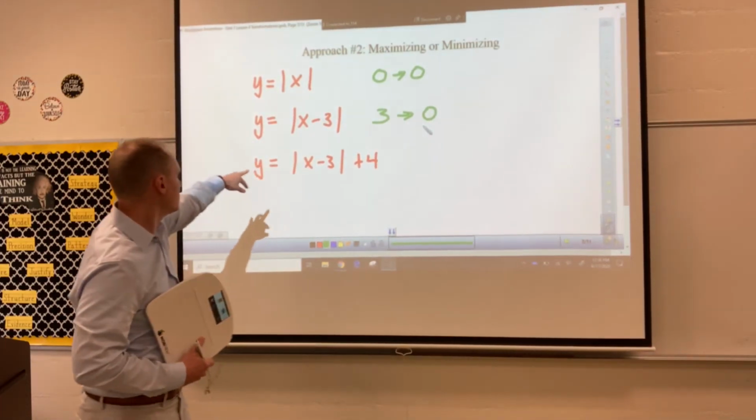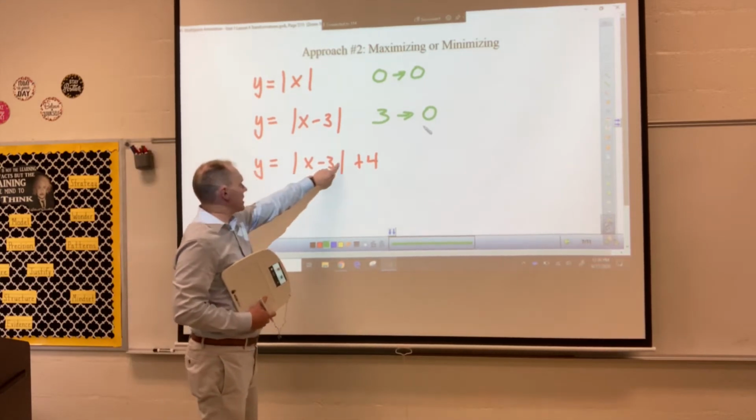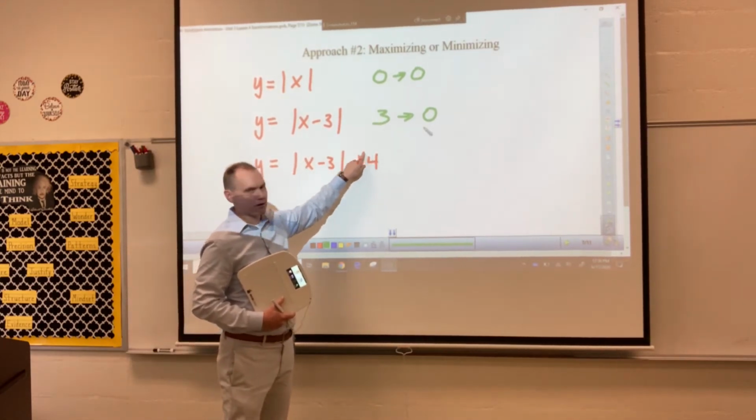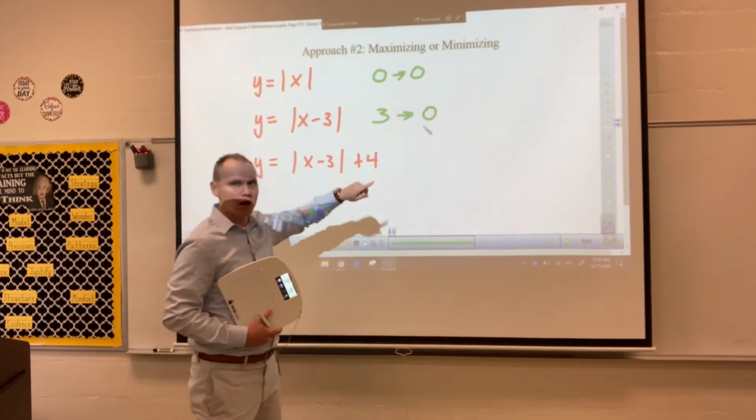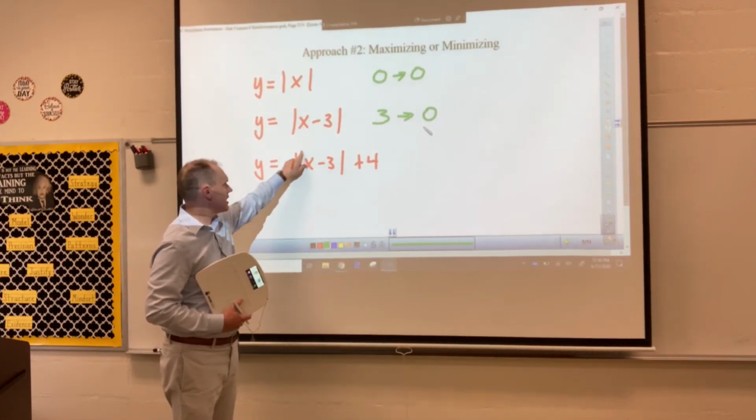All right, last one here. Now we've got something happening on the inside and on the outside. So let's see how that kind of impacts things. All right, let's try to minimize the output here.